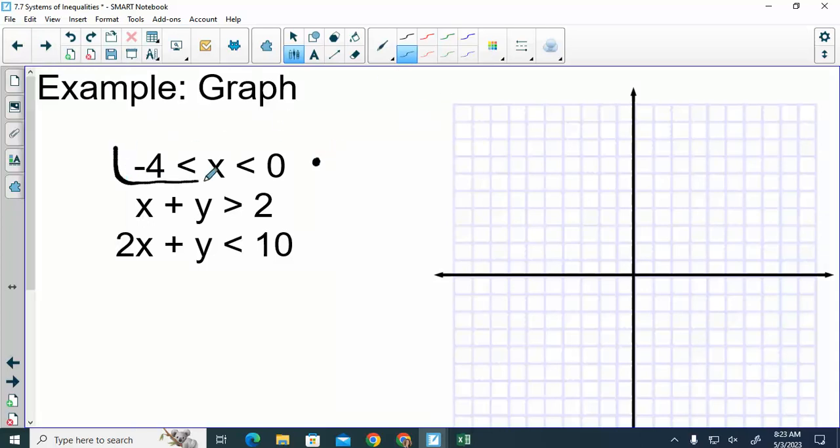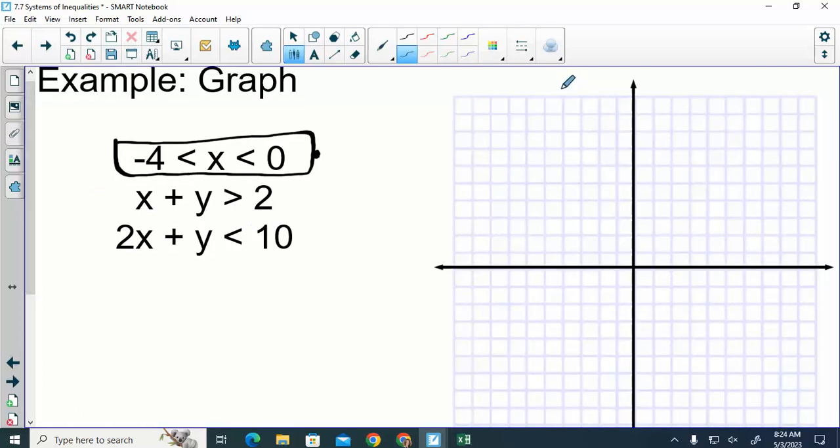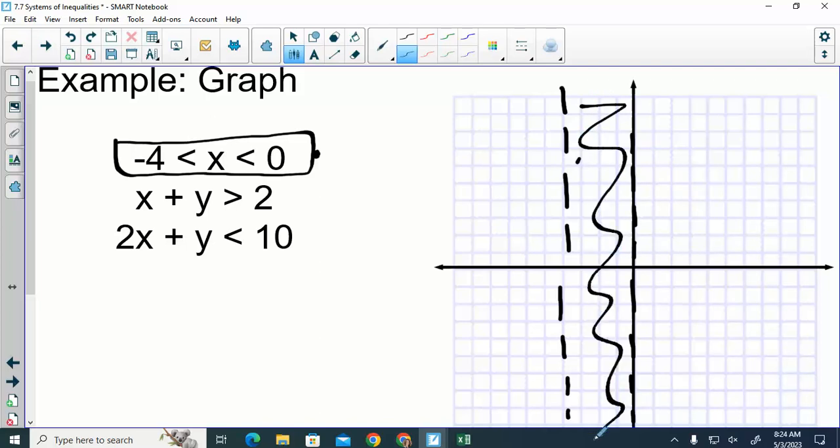When I say -4 is less than x is less than 0, if it's x equals a number, what kind of line is it? Vertical. So it's saying you have a vertical line at -4 and at 0, and you're shading in between the two. Would they be solid or dashed lines? So we have vertical line -4, that's dashed, and that's 0, and x is between those, so we're currently shading right there.